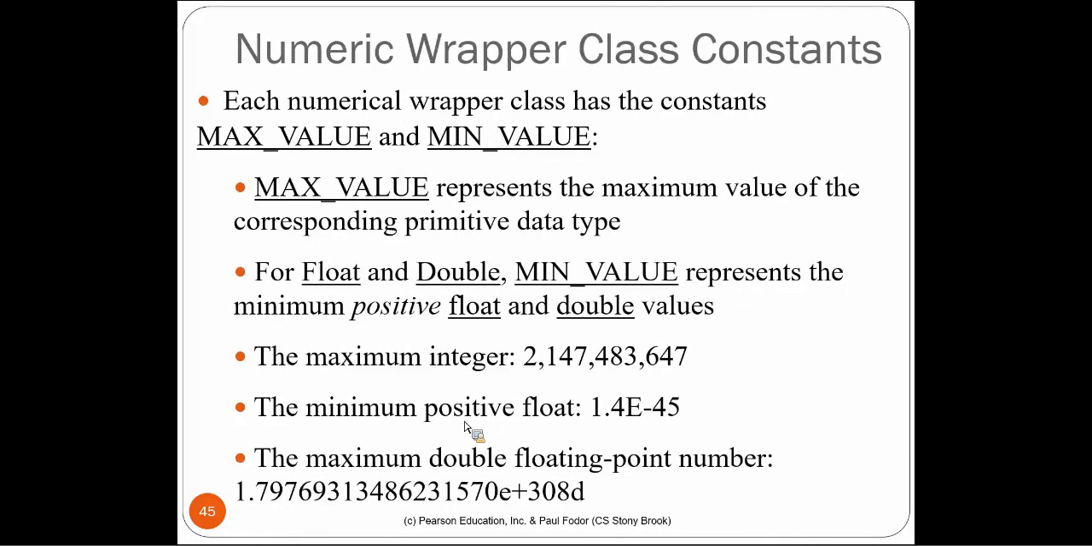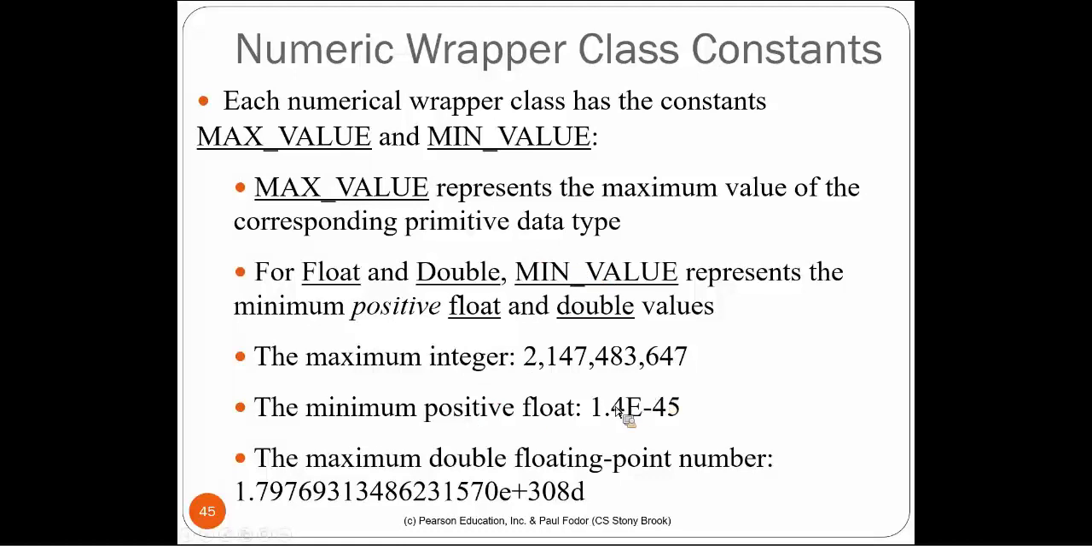Each one of the numeric wrapper classes also contains the minimum and the maximum values that can be represented in that specific data type. Some of you use them for all kinds of max and min methods. They are useful, but sometimes you would just assign the first element of the data structure as your initial minimum or initial maximum. For float and double, the minimum value represents the minimum positive float and double values that can be represented. So the minimum is actually positive.